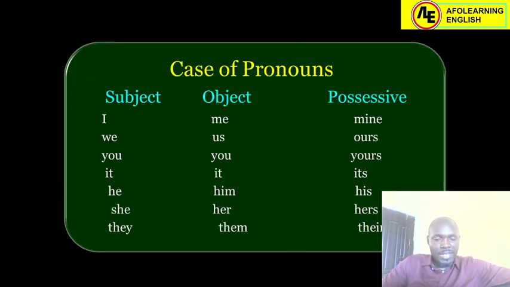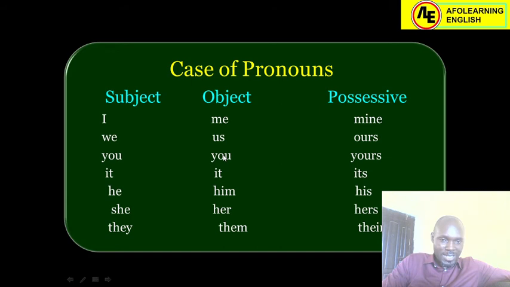So let's take a look at how you can easily understand the case of pronouns. We have the subject case, we have the object case, and we have the possessive case. Under the subject case, we have I. The object case of I is me, while the possessive case of I is mine. Now we can do the same thing to we, which is the subject case. The object case of we is us, and the possessive case is ours. We have you, subject case.